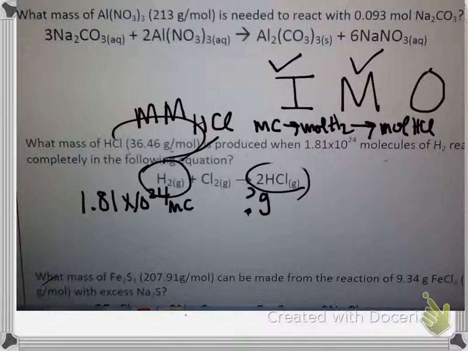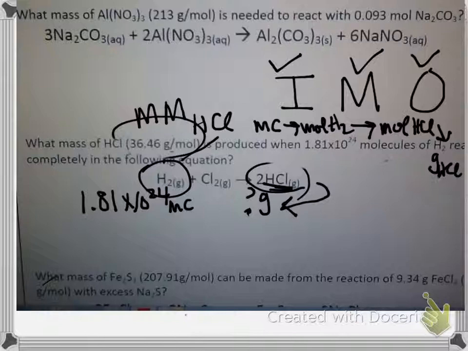And then we're going to go out of the mole. Once we calculate the moles of HCl, we're going to calculate into the unit we're asked to solve for, which is grams. So we're going to convert moles of HCl into grams of HCl. So we're going to do an IMO: into the mole, a mole to mole, and out of the mole.